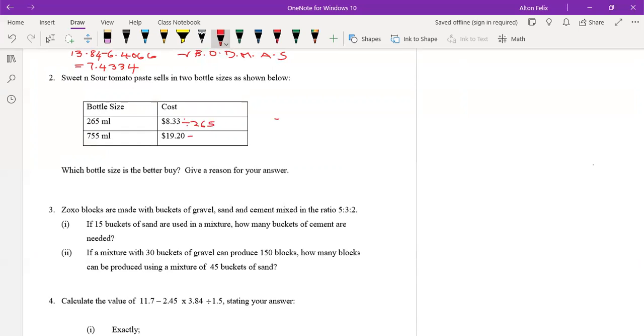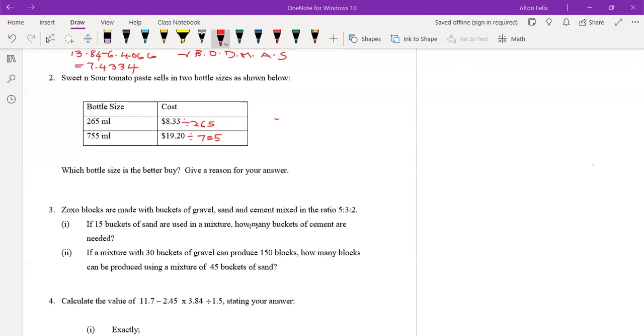And we do the same thing here. Of course, the one with the lower price per ml will be the better buy. Right, so calculator comes in handy again. Let's work out the first answer. We'll have two answers and we just compare them and say which one is the better buy, right? Okay. So let's clear this first one.